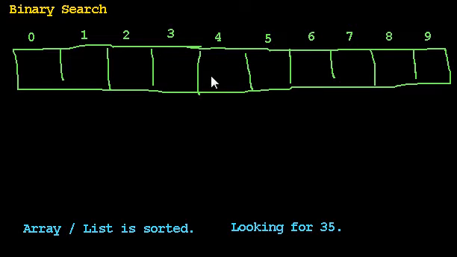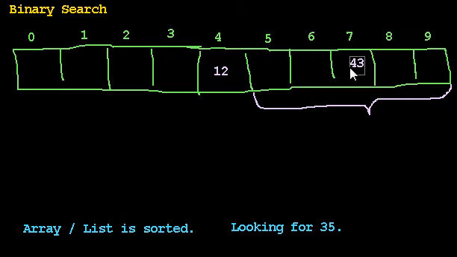And suppose the answer is 12. The value in box 4 is 12. So I say, wait, that's not what I want. So now we look, and we find the middle of the remaining region. The middle of that region is right here, and we look at that, and let's say that's 42. I discover that's 42, and I know now that 35, if it appears in the array at all, appears in one of these two boxes here. And so I've narrowed my search to being one of these two boxes here.